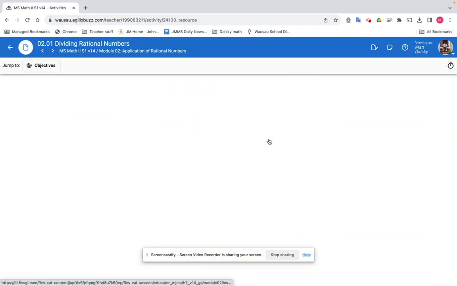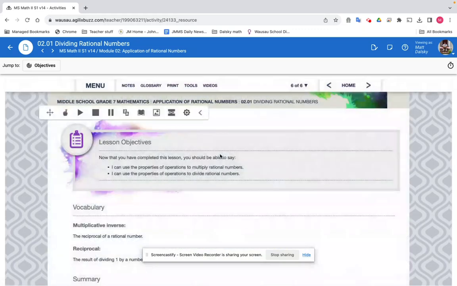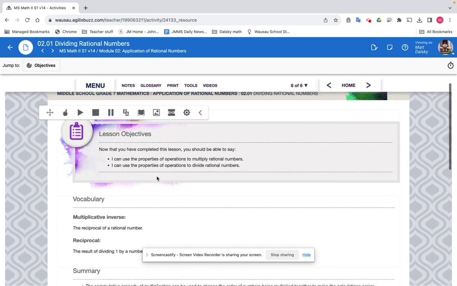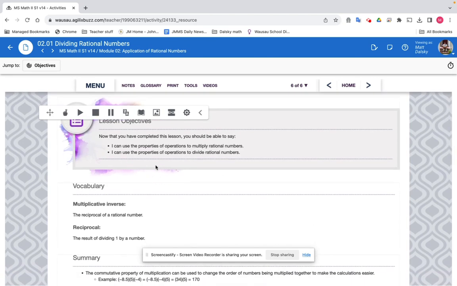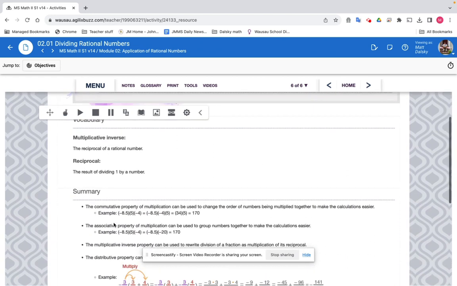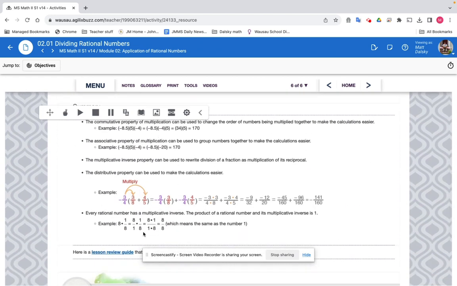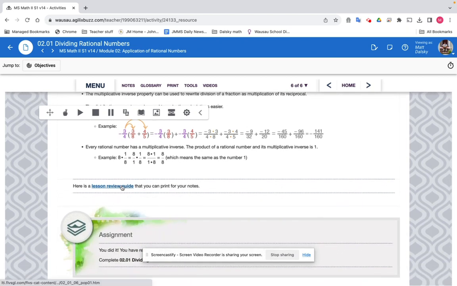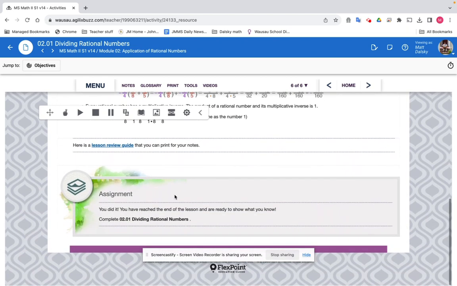And lastly, slide 6. On the last slide, there's usually not a lot of new notes to take because the last slide is a summary. We have our lesson objectives, so the things we've learned in a lesson. So I'd probably double check and make sure I have that written down. There's a vocabulary. There's some more summary, so I'd make sure I have most of these examples written. And then here's a review guide. Then it's telling me I'm all done. I'm ready for the assignment.